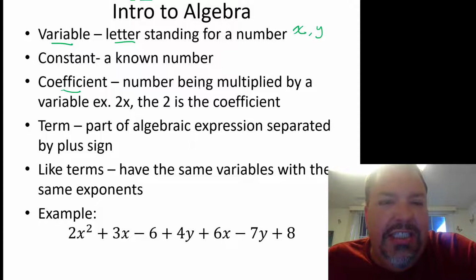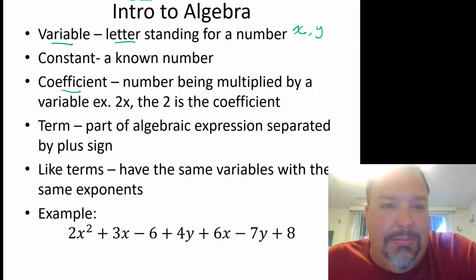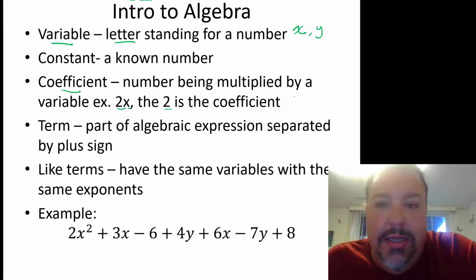A coefficient is a number that's in front of a variable, and that means that that number is being multiplied by the variable. So for example, 2x, the 2 is the coefficient, and it's being multiplied by some unknown variable x. We have 2 times x. If I wrote 3y, that means 3 times y.